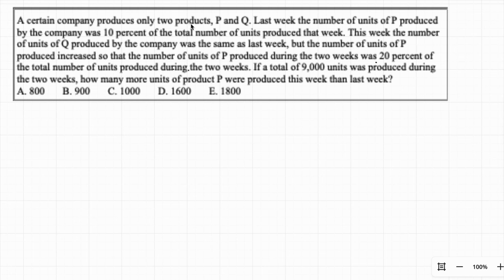A certain company produces only two products, P and Q. So we have only P, only Q, and the total number of units should be P plus Q. That's the first thing. Now, for the last week, the number of units of P produced.